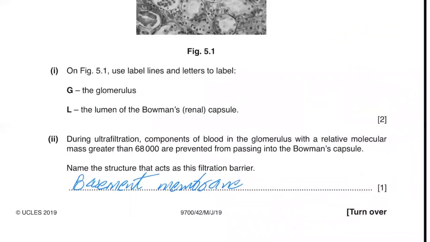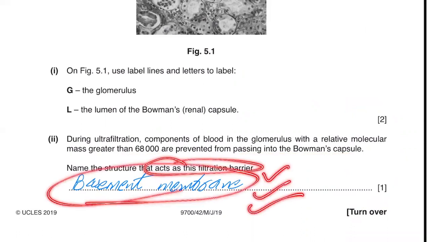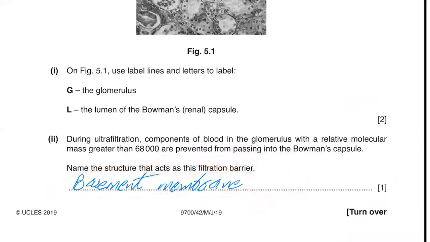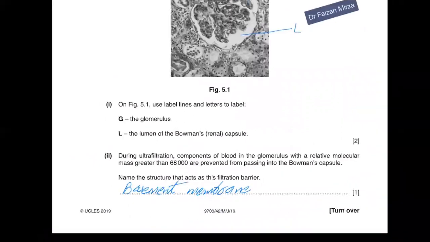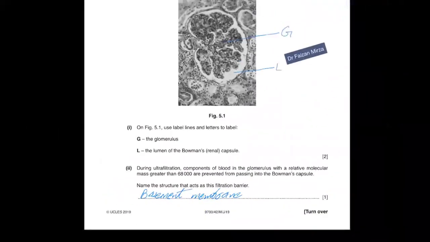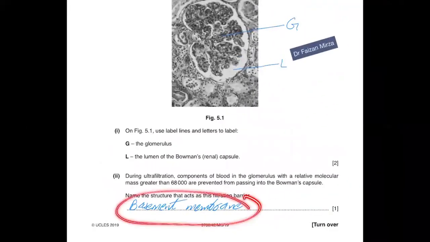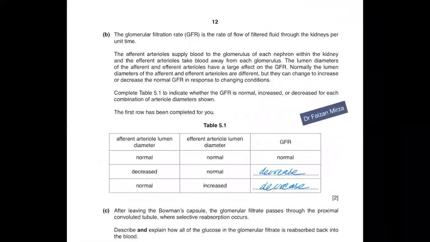They're asking you that the mass greater than 68,000 is prevented from passing the Bowman's capsule. Name the structure that acts as the filtration barrier. So the basement membrane. The basement membrane is always the structure that serves as the filtration barrier. The size barrier also includes the filtration slits and the fenestrations. But yes, the basement membrane is the actual structure which prevents substances larger than that mass from passing into the filtrate. Now they're saying how the glomerular filtrate can change.